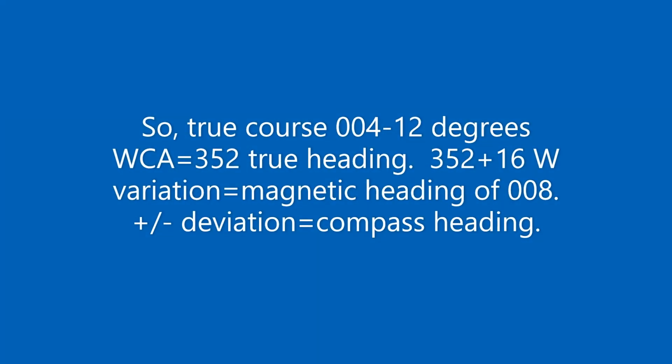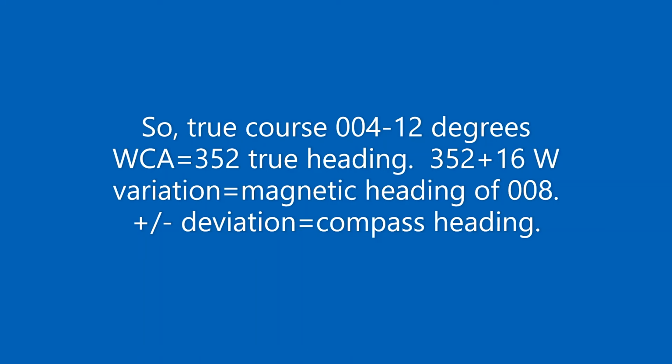So just to recap, we started off with about 4 degrees for our true course. From that, we subtracted our wind correction angle of 12 degrees, which left us with a true heading of 352 degrees. Now to that, we added our westerly variation, and we got a magnetic heading of about 8 degrees.